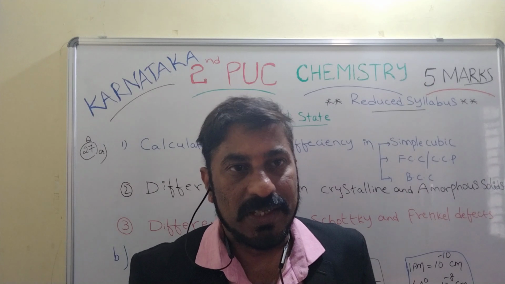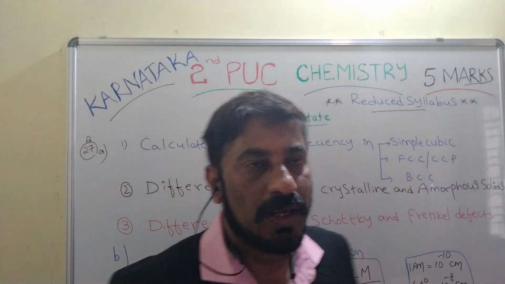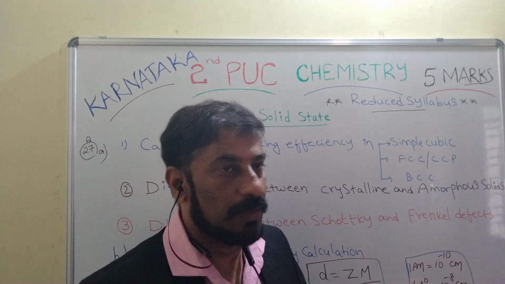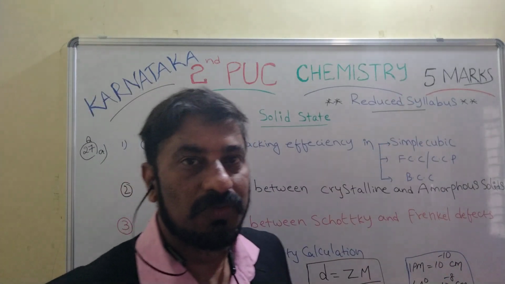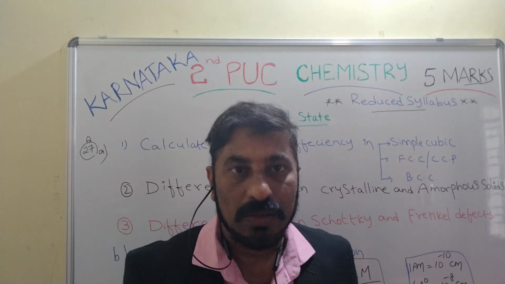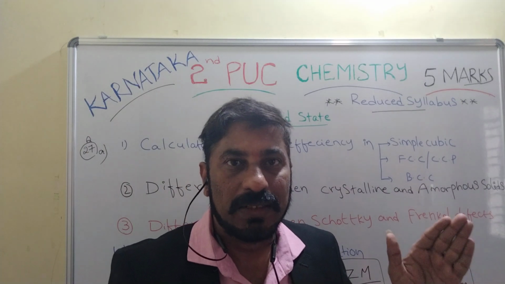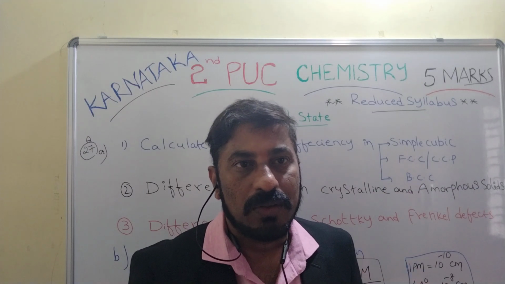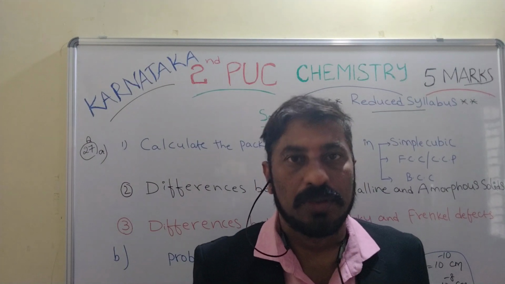Today I will discuss the most important 5 marks questions for Karnataka second PUC chemistry. According to the reduced syllabus, in 5 marks questions we have two parts. One is D1, second one is D2. In D1 we have only physical chemistry and in D2 we have only organic chemistry.